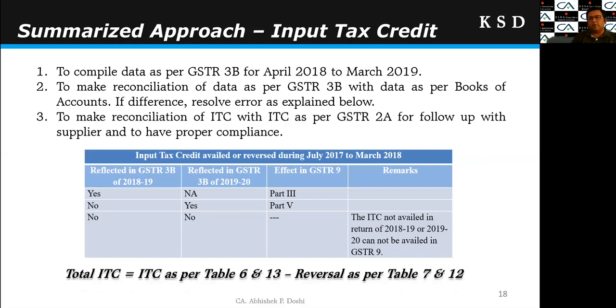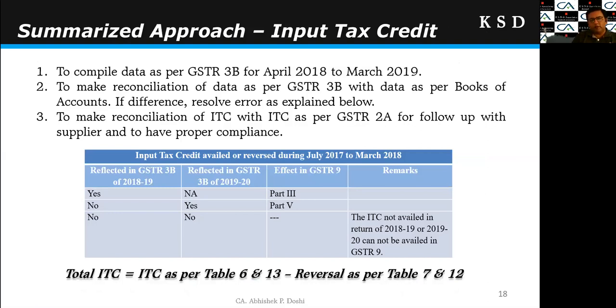Then let me summarize the approach for the input tax credit. Again, as we said, we will compile the data of 3B for 1819. We will make a comparison of the 3B data with books of accounts and GSTR 2A, and we will give effect as per the below table, right?